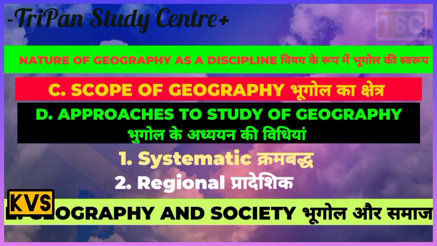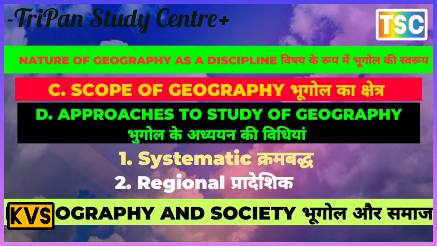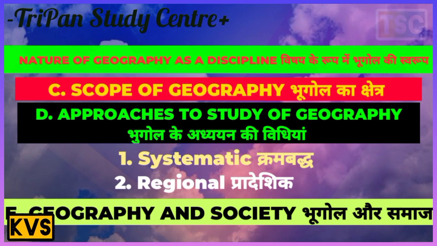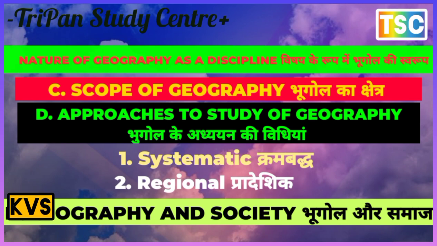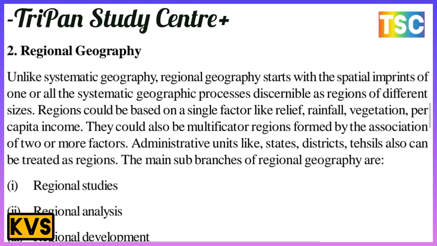The next topic is regional geography. Unlike systematic geography, regional geography starts with the spatial imprint of all the systematic geographical processes and enables the formation of regions of different sizes. The regions could be based on a single factor like relief, rainfall, vegetation, or per capita income.